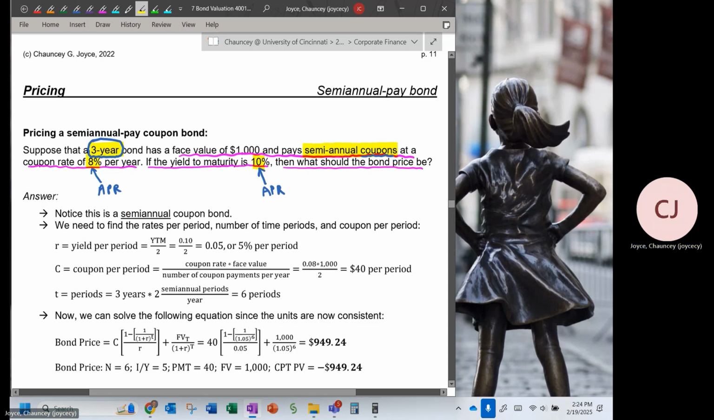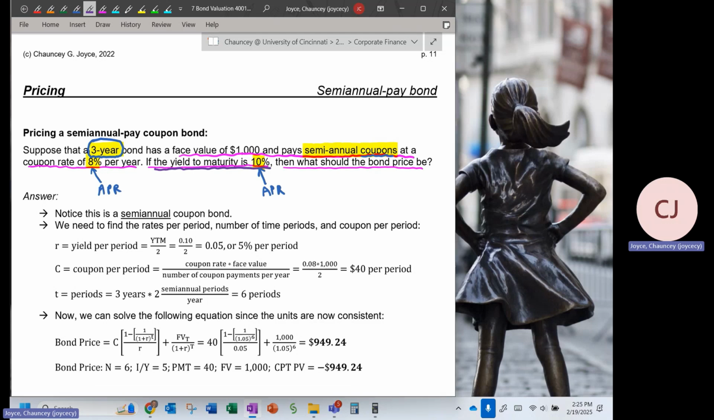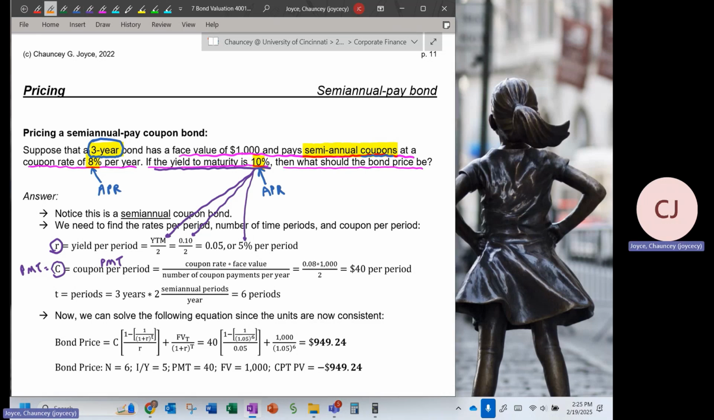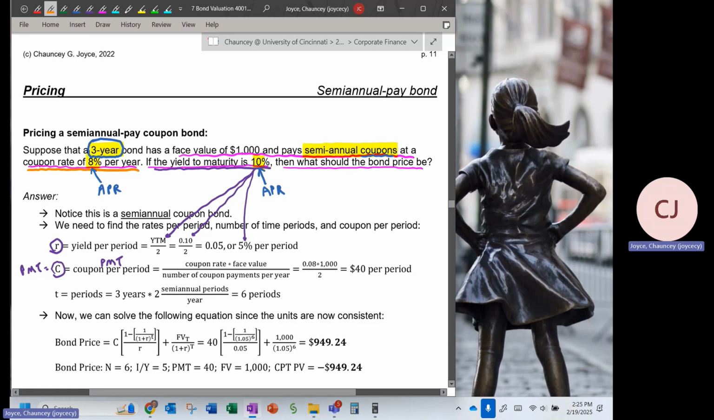So the first thing is to convert this yield per period from a 10% annual percentage rate into a rate per period. That says it's a semi-annual compounding frequency of a 10% yield. So we have to take this 10% rate and divide it by 2 to get a rate per semi-annual period. Next, for our coupon payment, PMT, as your financial calculator will call it, take your coupon rate times your face value divided by the periods in a year. Our coupon rate was given at 8%, and face value was given as 1,000. So 8% times 1,000 divided by 2 comes out to a cash flow of 40 per semi-annual period.